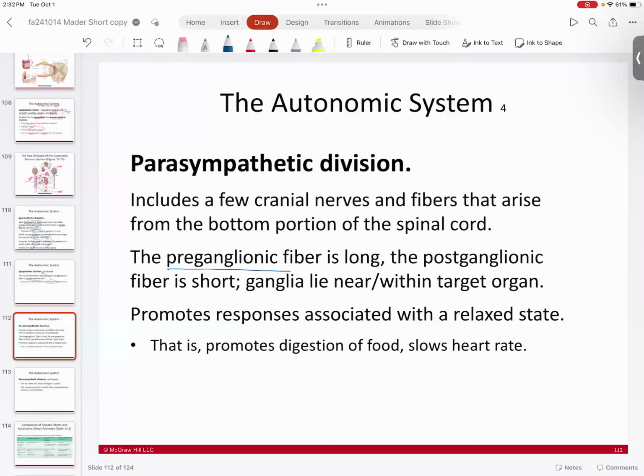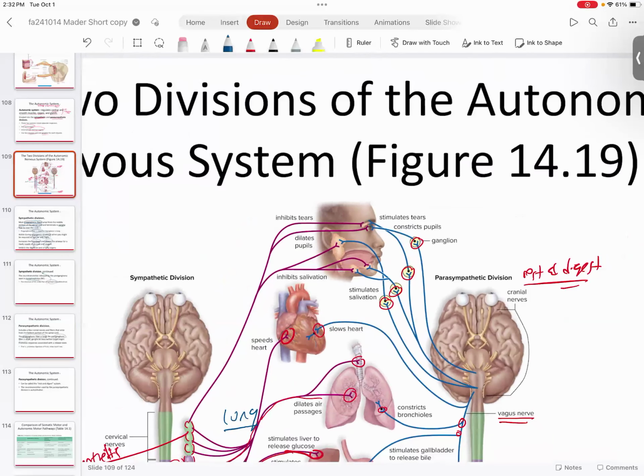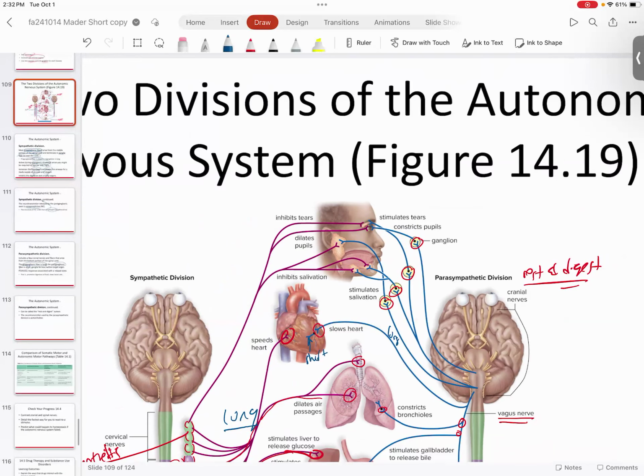Oftentimes the preganglionic fibers are long. The postganglionic fibers are short. So here's basically what it looks like here. So notice this is basically long. So here's your preganglionic fiber. This postganglionic fiber, this guy right here, is short, and oftentimes it's located in the organ itself.